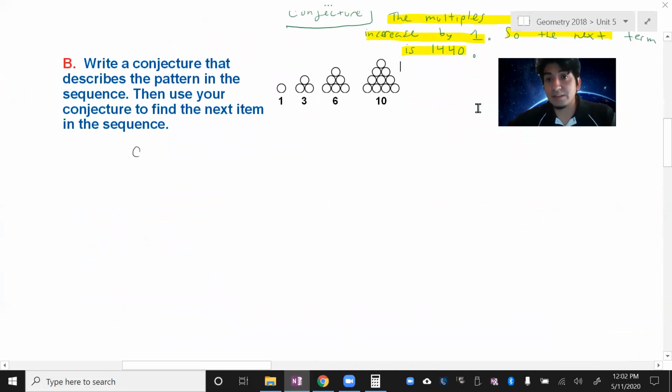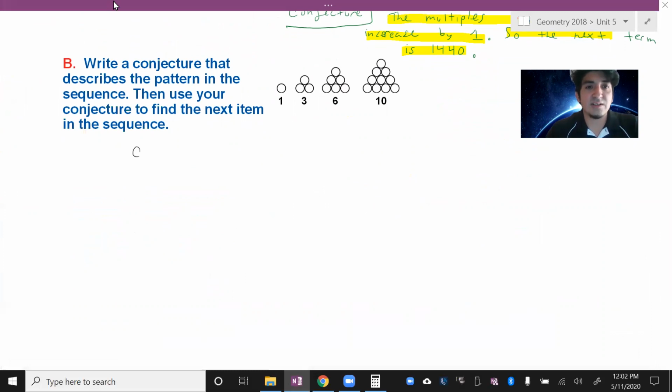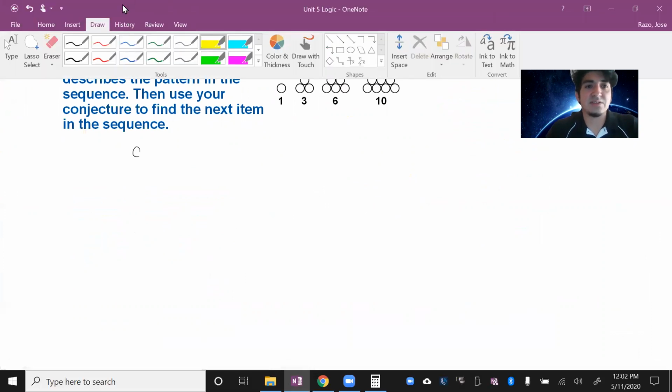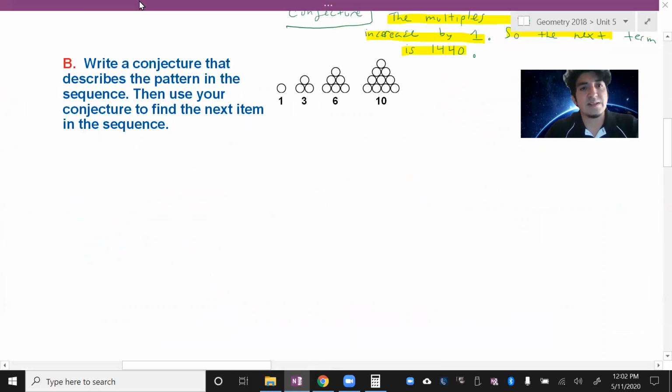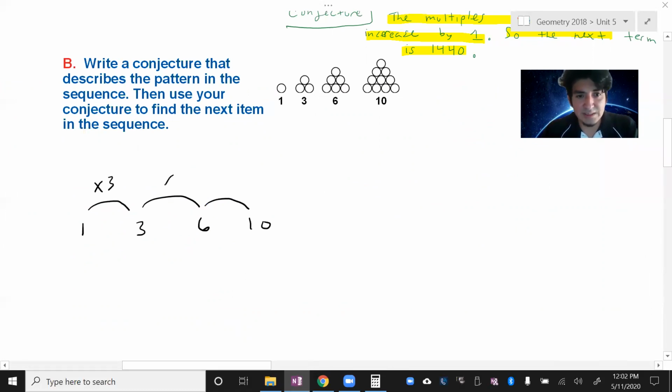Okay. Now the next one. Write a conjecture that describes a pattern in the sequence and use your conjecture to find the next item in the sequence. So I have 1, 3, 6, and 10. If I'm trying to figure out the next one from here, I know that's times 3, times... oh, okay, so multiplying doesn't work out for this one.